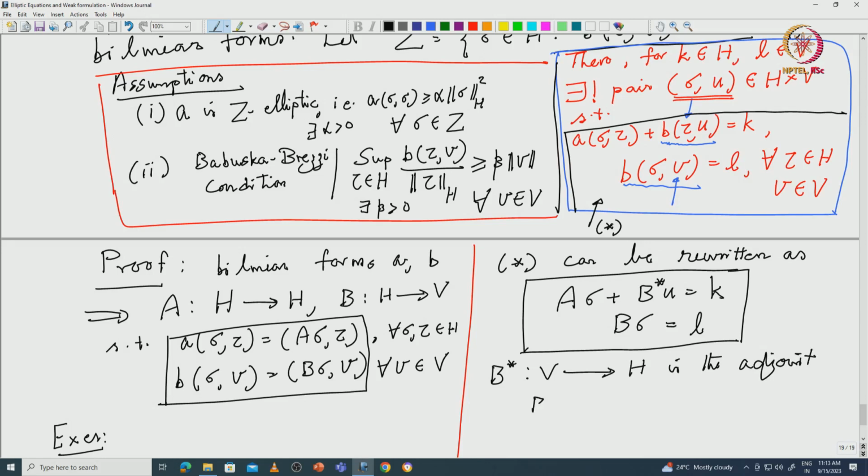That is B star of V. B star of V will be in H. So, B star of V transpose, this is the inner product in H, will be equal to V, B of tau. B is a mapping from H to V. So, I call this to be 2. Okay, let me call it double star, because I am calling star for the other thing. So, I converted this problem star into a problem double star.